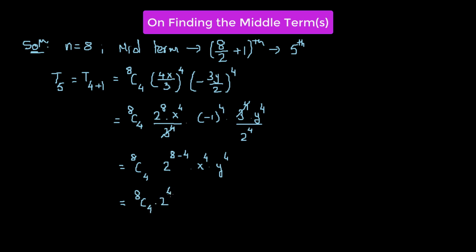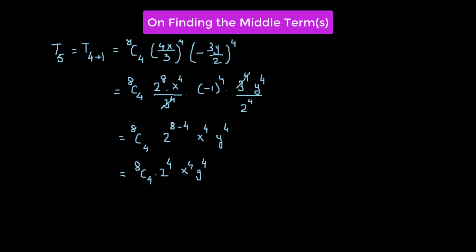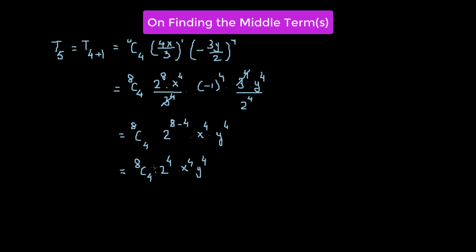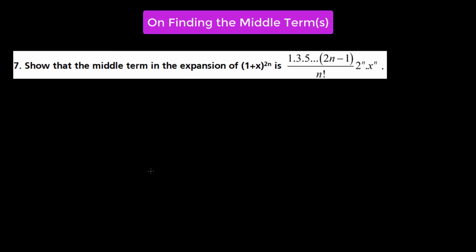8C4 times 2 raised to the power 4 times x raised to the power 4 times y raised to the power 4. You can plug this value 8C4 into your calculator and then multiply it by 2 raised to the power 4, and that should give you 1120 x raised to the power 4 times y raised to the power 4. That's it. That is the answer. Let's move on to the next one.